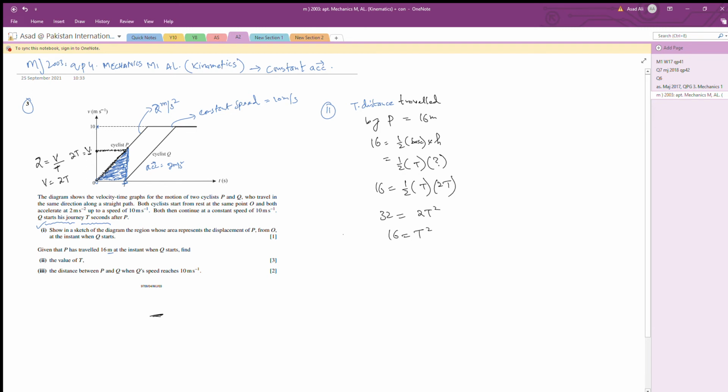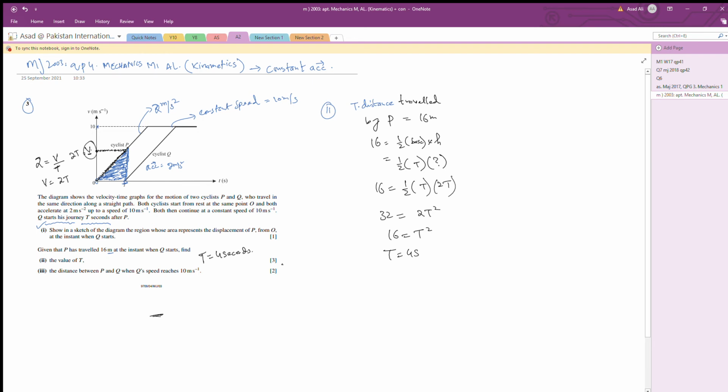Then we take the square root. So T is equal to 4 seconds. This T is coming here. They were asking for T, so we got the value of T, 4 seconds. Here this was velocity.